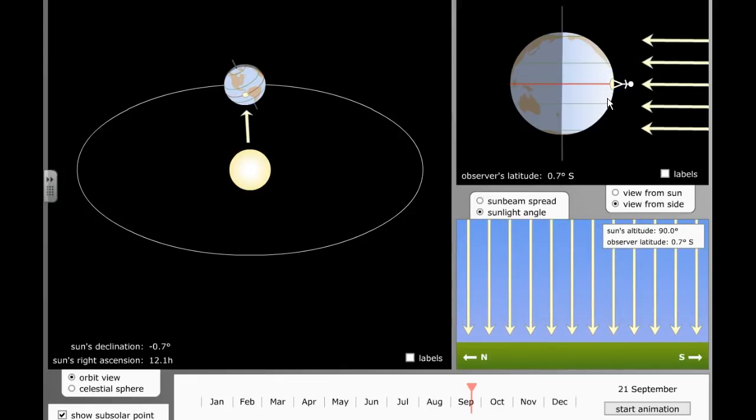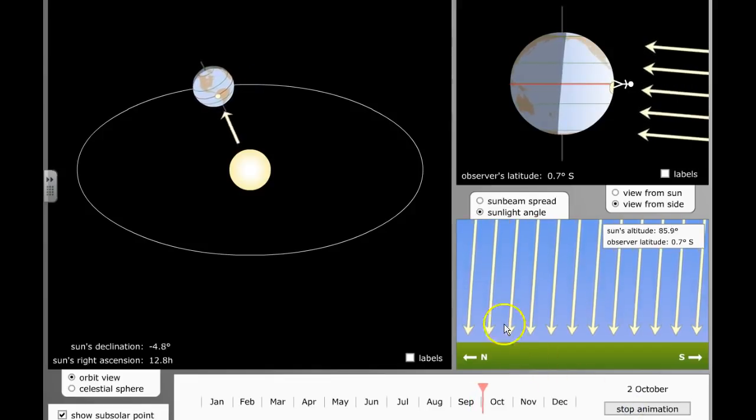This is also known as fall, autumn. So during the autumnal equinox, the equator is getting the most direct sunlight. Again, because it's an equinox, every location has 12 hours of daylight and 12 hours of night. And neither the northern or southern hemisphere is tilted towards the sun.